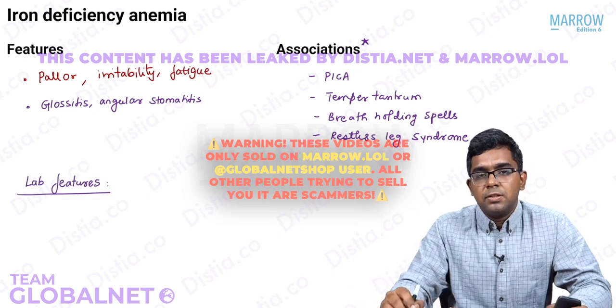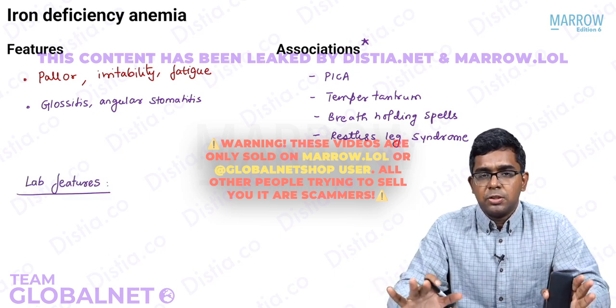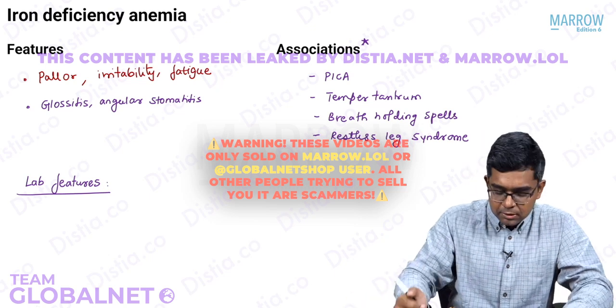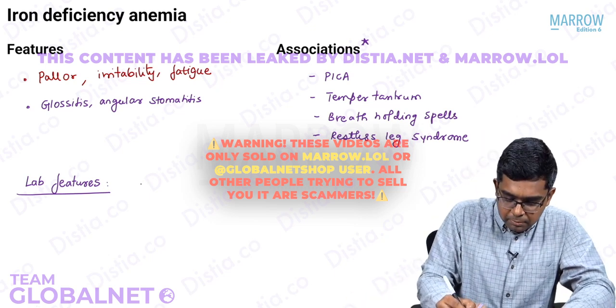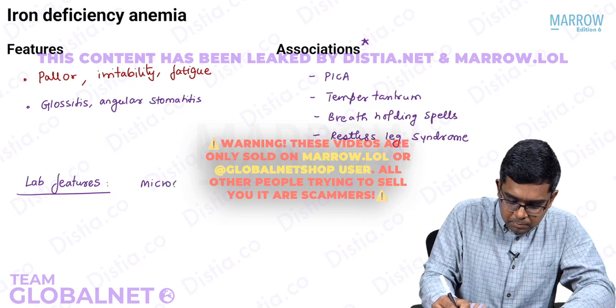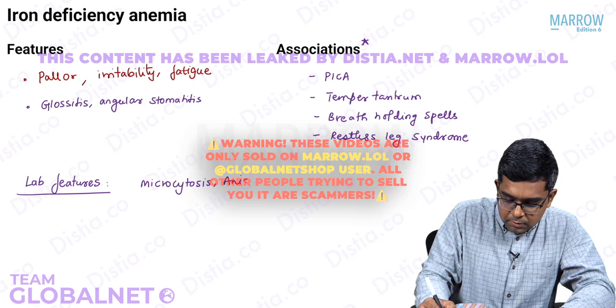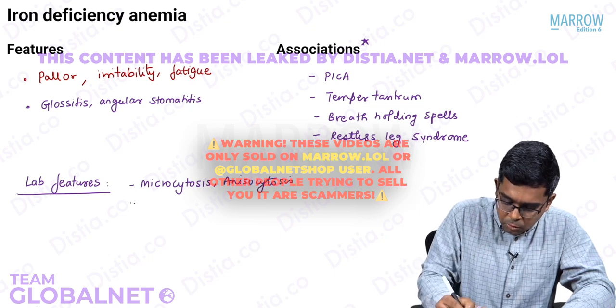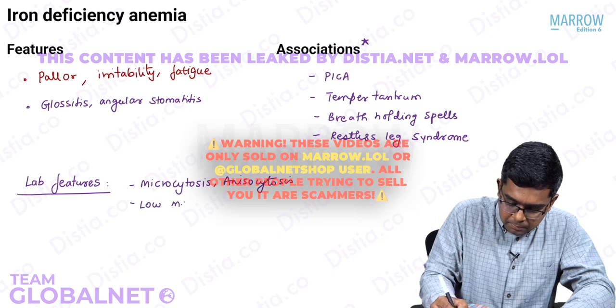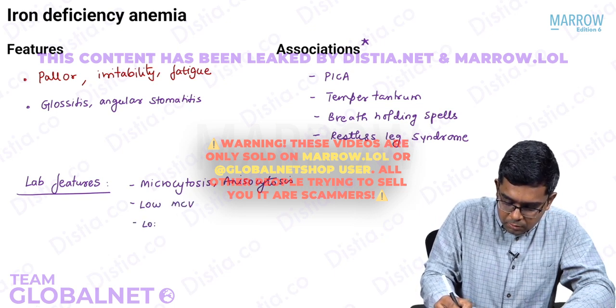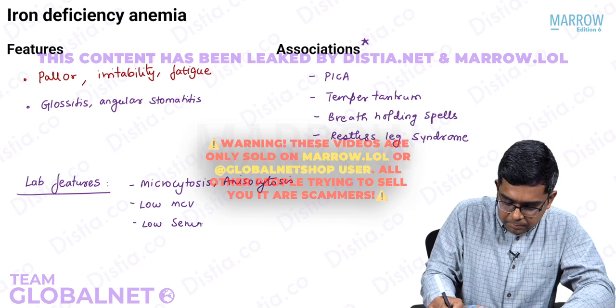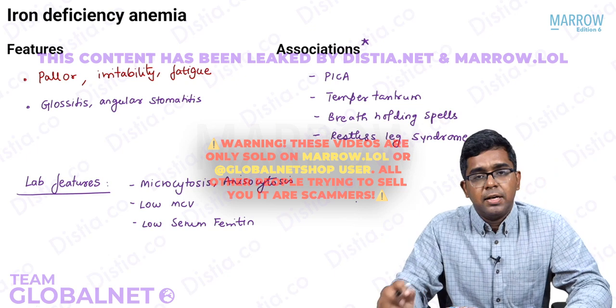Next is about lab features of iron deficiency anemia. Again, I'm just going to give you only an overview about the lab features. The most important features are microcytosis, small RBCs, anisocytosis, okay, low MCV, and low serum ferritin. These are the characteristic lab features in iron deficiency anemia.